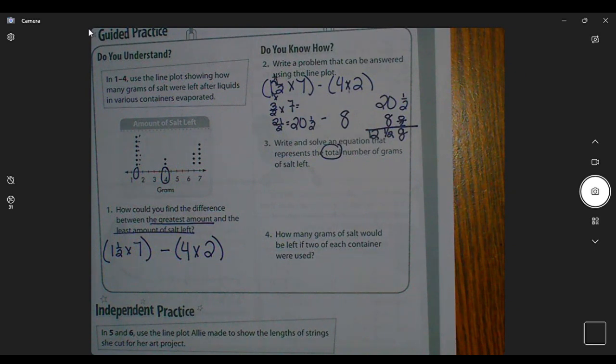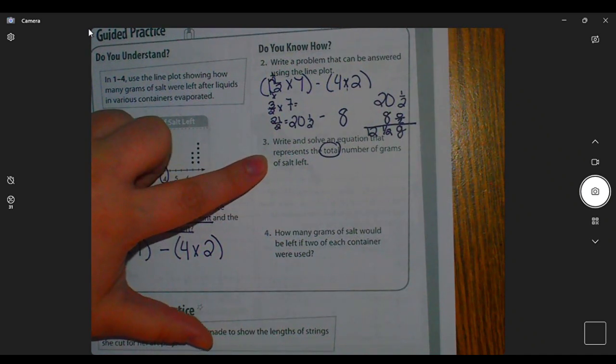So total means to do what? Add, subtract, multiply, or divide. Total means to add. To add it all up. Now, sometimes it can mean multiply. So I have to be careful and look for the context of the problem. That's where word problems get tricky with 5th graders. So I'm looking for the total number of grams. So I will be multiplying my values by however many there is in the frequency, how many times they happen, but I have to add it all up at the end.